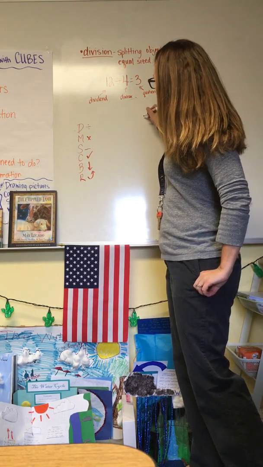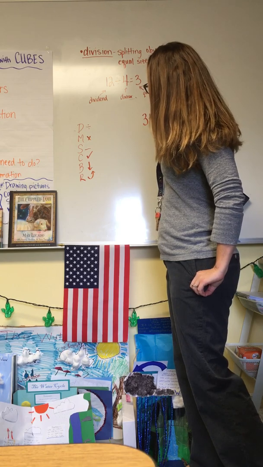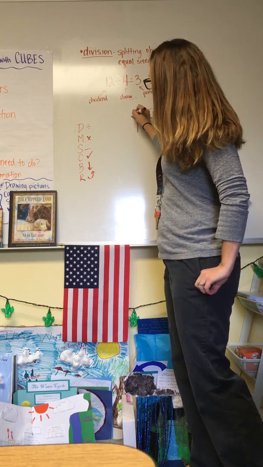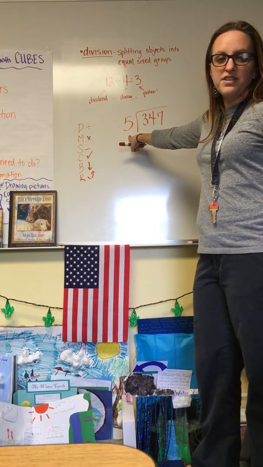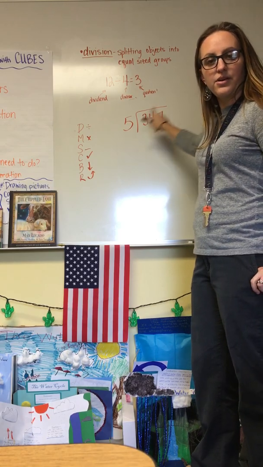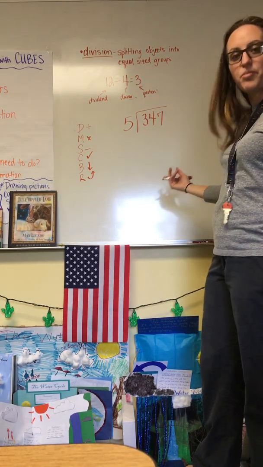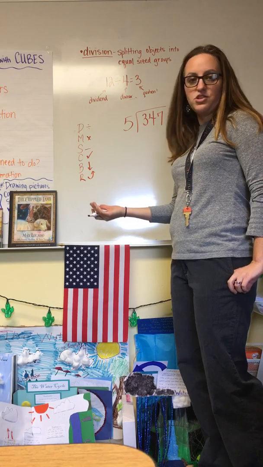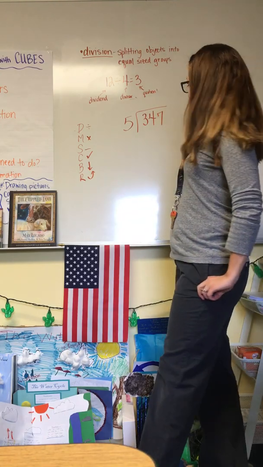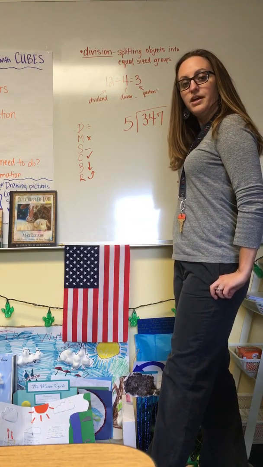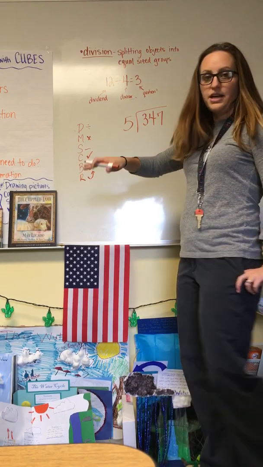So let's say I have 347 divided by 5. Now, 5 is a number that most kids can skip count by without listing, so I'm not going to worry about listing my multiples of 5. However, if for some reason your child's having trouble with that, they're just going to list their multiples over to the side. Okay, and I have my steps written here, so I'm ready to get started.